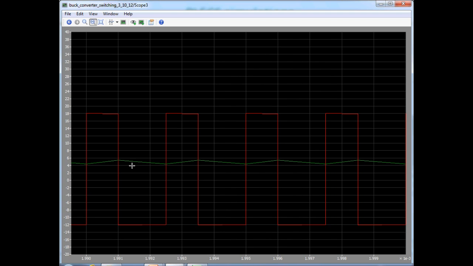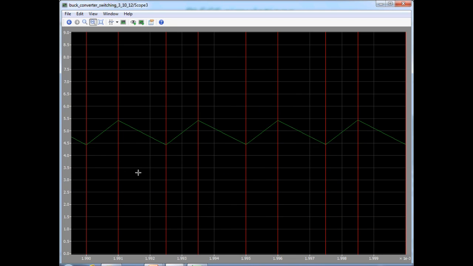Looking at the inductor current waveform, that is the green waveform. Let me zoom in only on this part. So this is switching between roughly just below 4.5 to about 5.5. So that is the peak-to-peak variation of 1 ampere. That's exactly what we designed. Our delta IL by design was 1 ampere.